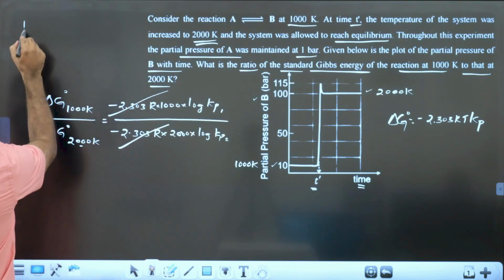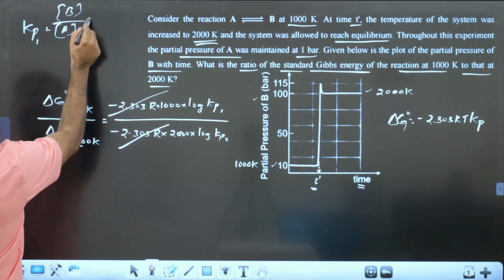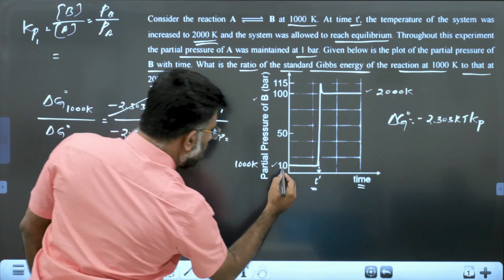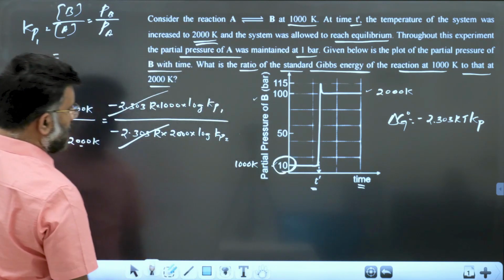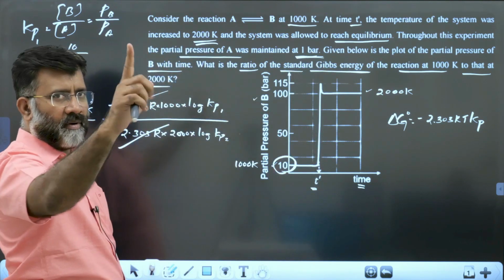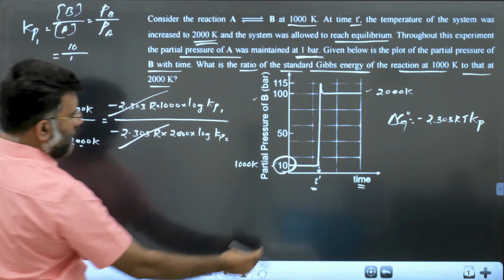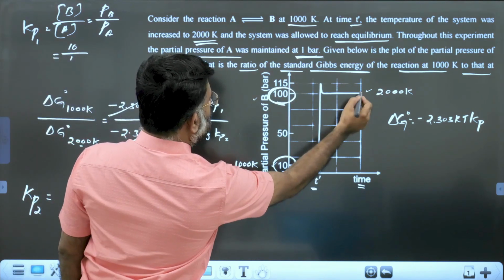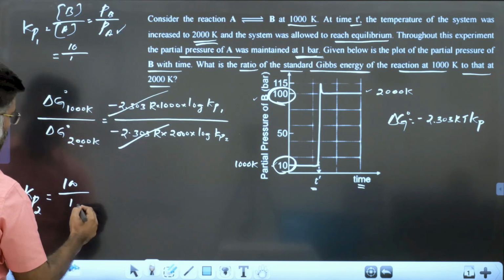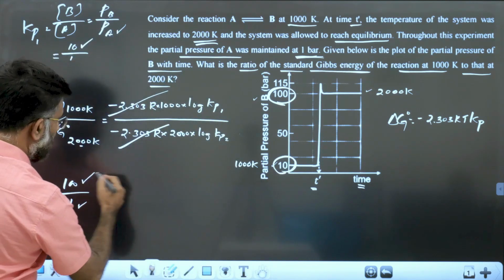What is Kp1? Kp1 is the partial pressure of B by the partial pressure of A. It is available in the data from the graph. For B it is 10, and A is uniformly maintained at 1 bar throughout. So it is 10 by 1. What about Kp2? The temperature is raised, and B is 100. So it is 100 divided by 1. In both cases A remains constant at 1. So in the first case B is 10 and in the second case B is 100.